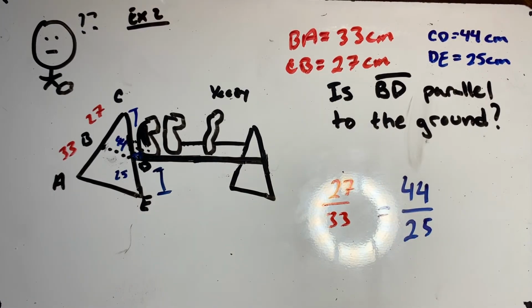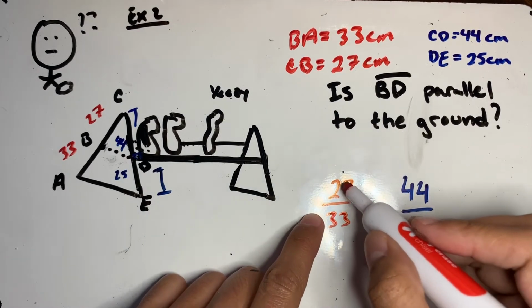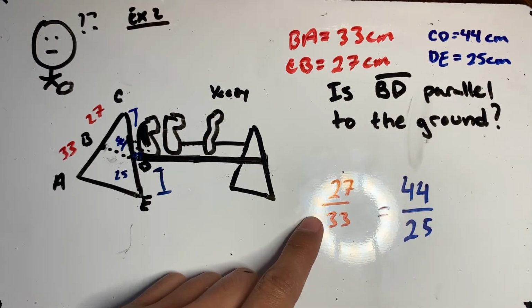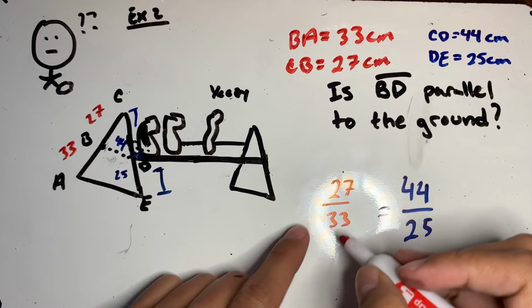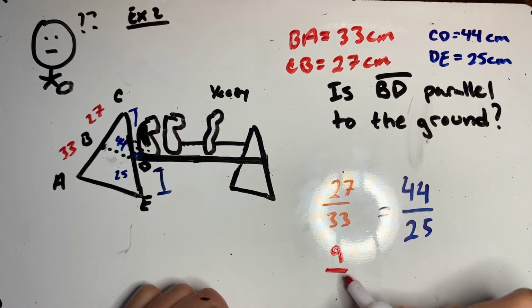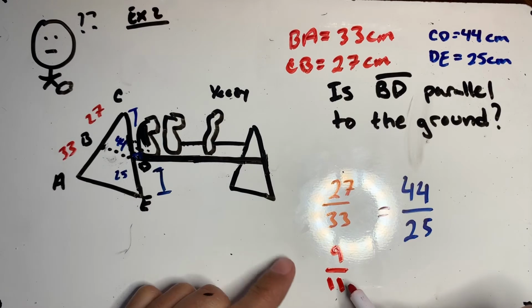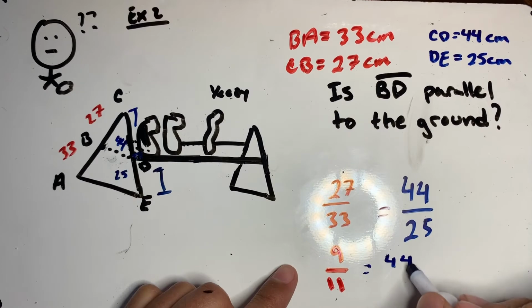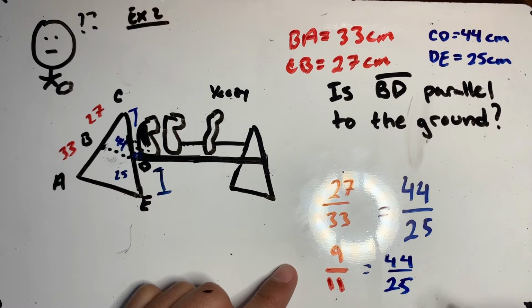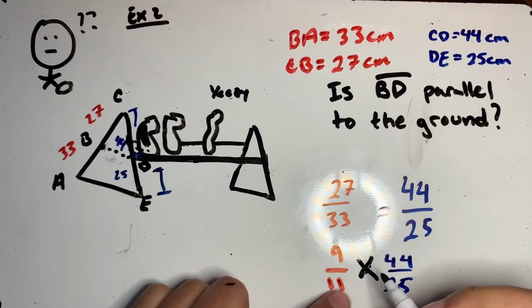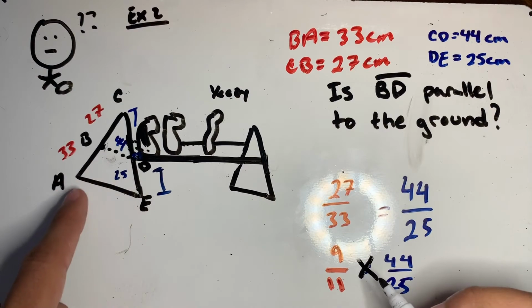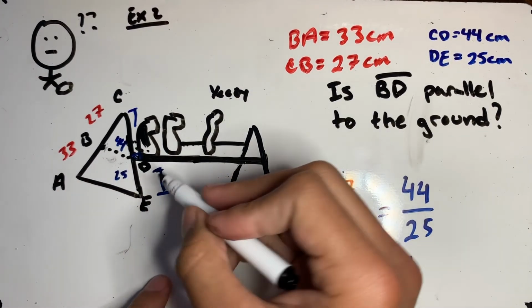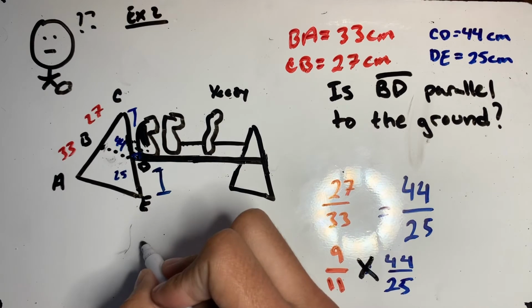So can we simplify this down? Can I simplify 27 over 33? Yes, I can divide everything by 3, right? So this simplifies down to 9 over 11. And is that equal to 44 over 25? No, because I can't even simplify 44 over 25. So these are not equal to each other. Therefore, this line BD is not parallel to AE. That means this man's shoes are probably going to slide off. So not equal to, so not parallel.